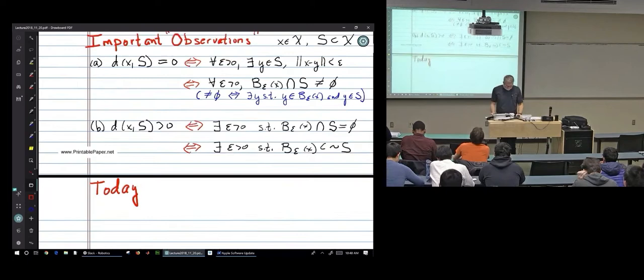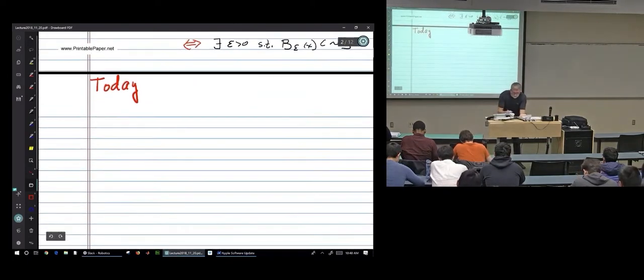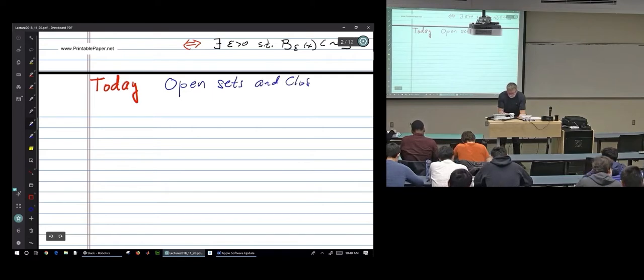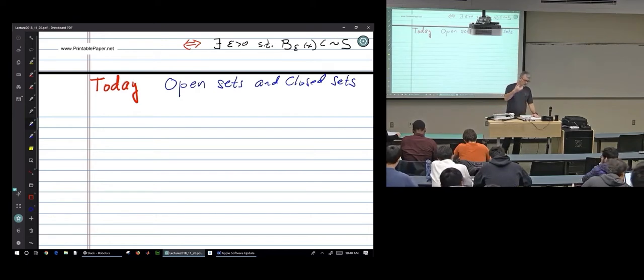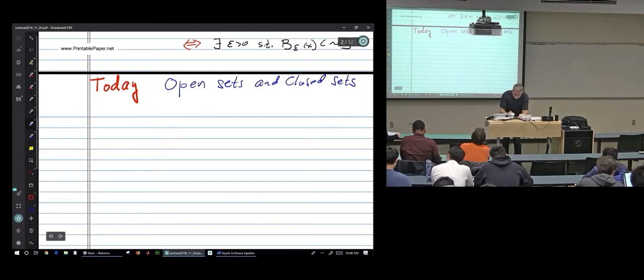Okay, so today we're doing open sets and closed sets, all with the goal of understanding sequences, convergence, so we understand algorithms. Okay. So definition, we'll leave it with that.